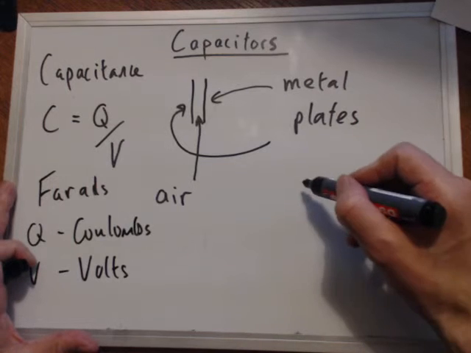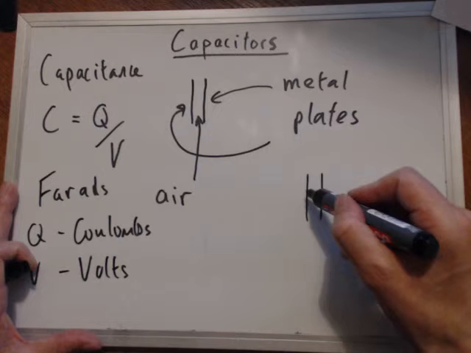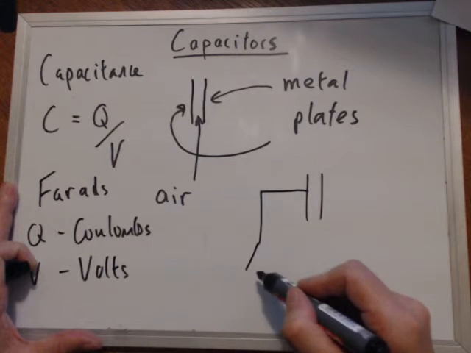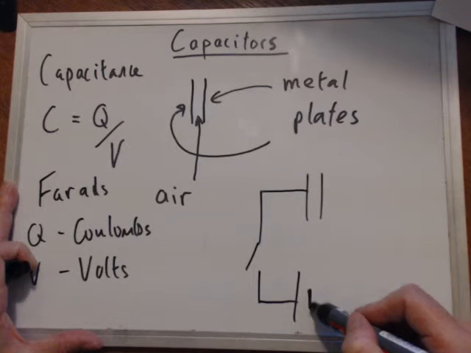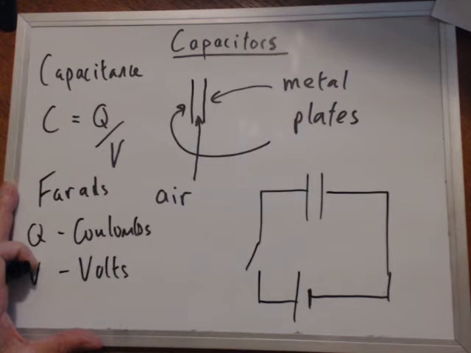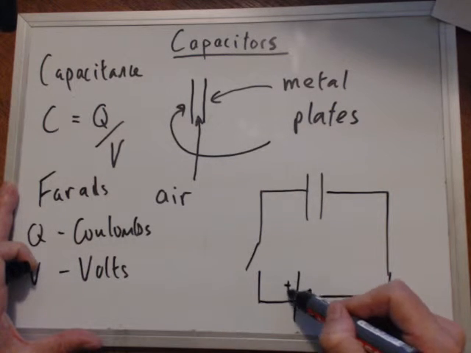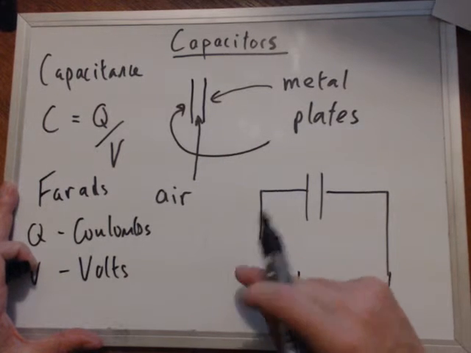Now, in a simple circuit, we'd have our capacitor here, and let's put in a switch, and this capacitor would be connected to a power supply like that. So this would be the positive, and this would be the negative. Upon closing the switch, we would complete the circuit.